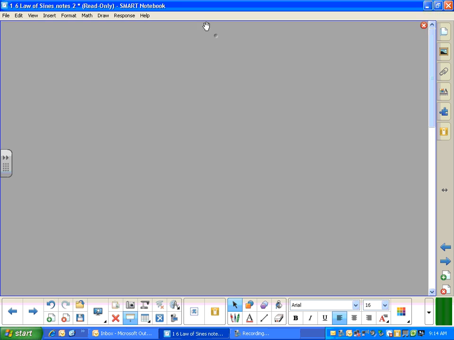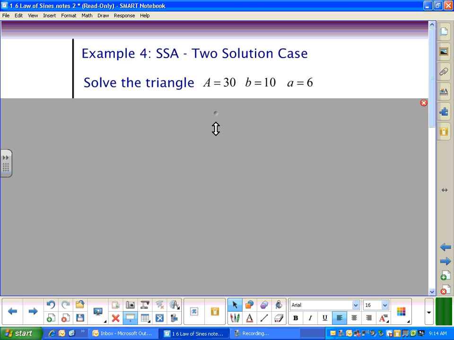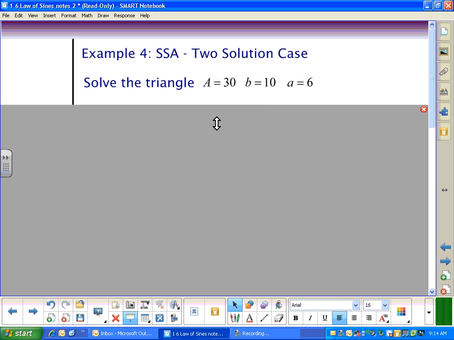Okay, so we got one more example, and the last example is the hardest example. It's what we do when there's two solutions. There's a lot of work that's going into this particular problem, so bear with me. And again, if you need to stop, rewind, and listen to it again, please do that. It'll really help. So let's solve the triangle when we know that angle A is 30 degrees, side B is 10, and side A is 6.